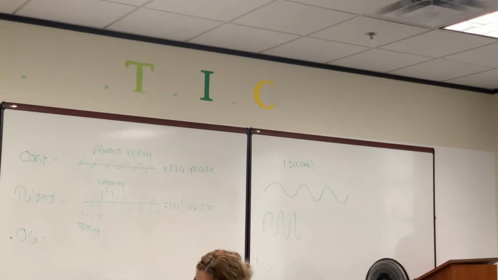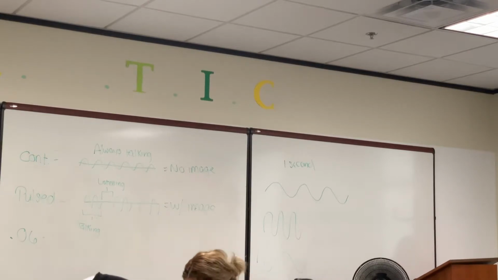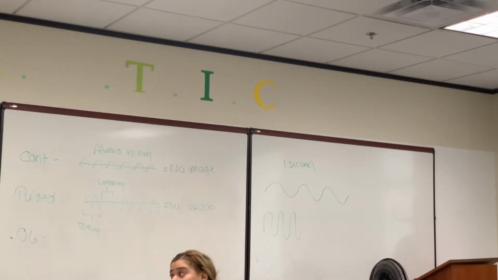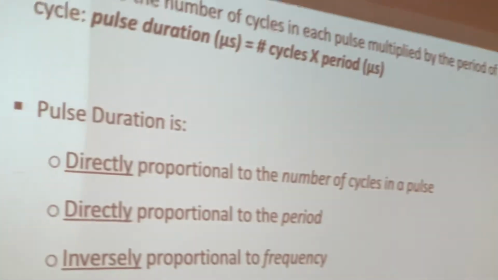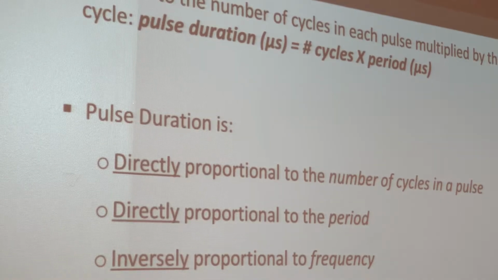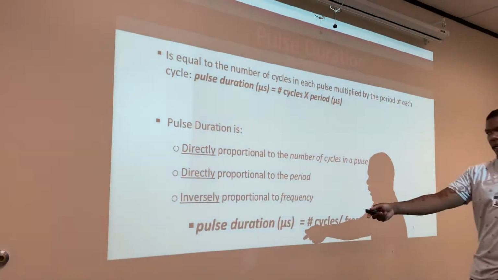But the frequency is the number of cycles within a specific time. He said the pulse duration is cycles over the frequency. I haven't even got there yet, Sophie. I'm coming there. Yeah, I mean it makes sense, right? Just think, aren't period and frequency inversely related? Yeah, exactly. That's what I just said.